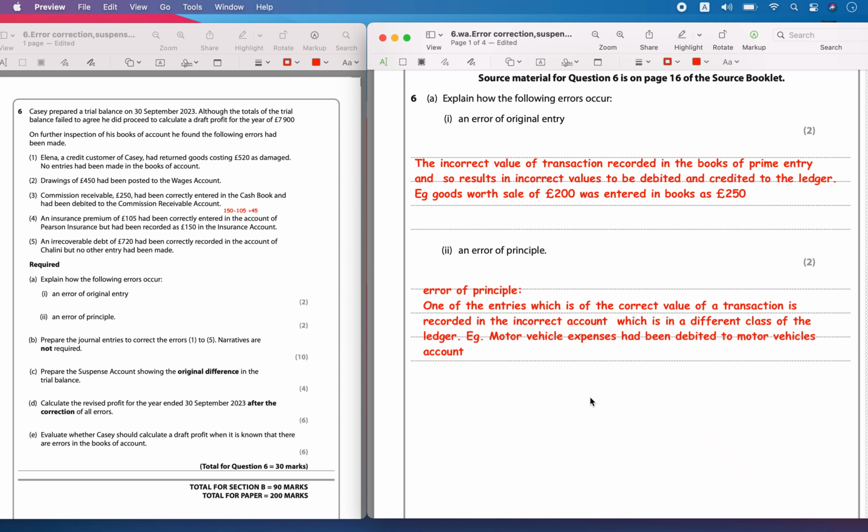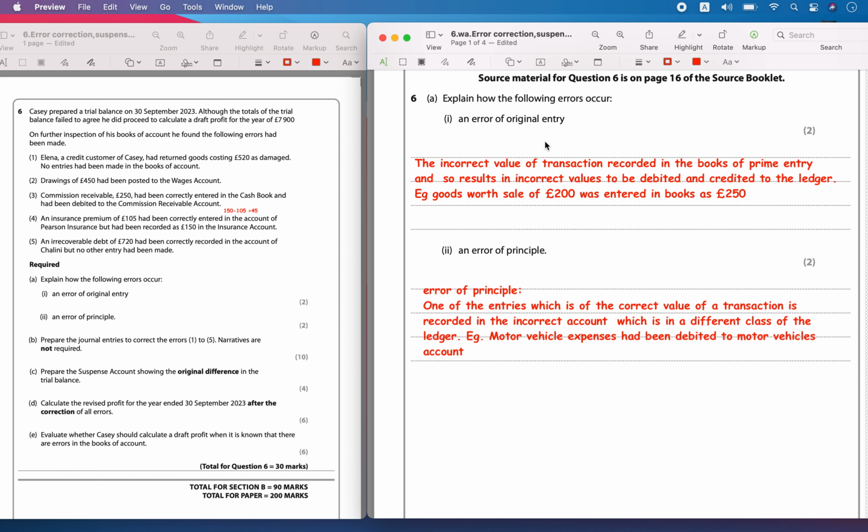Today we are going to solve October 2023 paper question number 6. Casey had prepared a trial balance on 30th September 2023. Although the totals of the trial balance failed to agree, he did proceed to calculate a draft profit for the year of £7,900. On further inspection of his book of accounts, he found the following errors had been made.